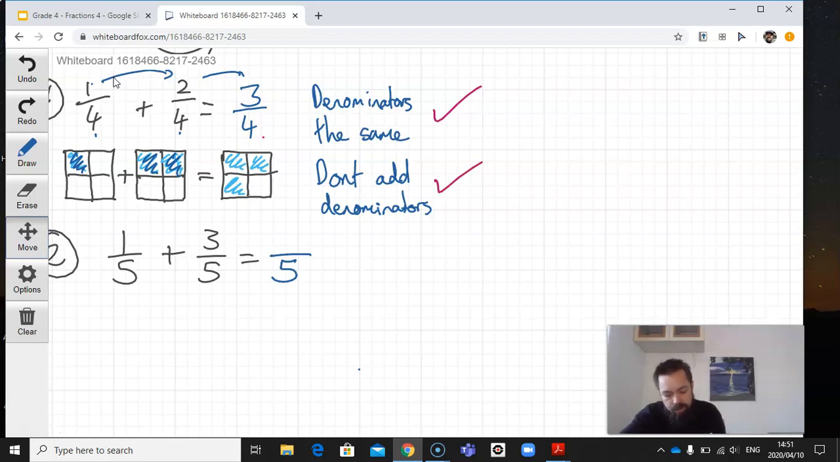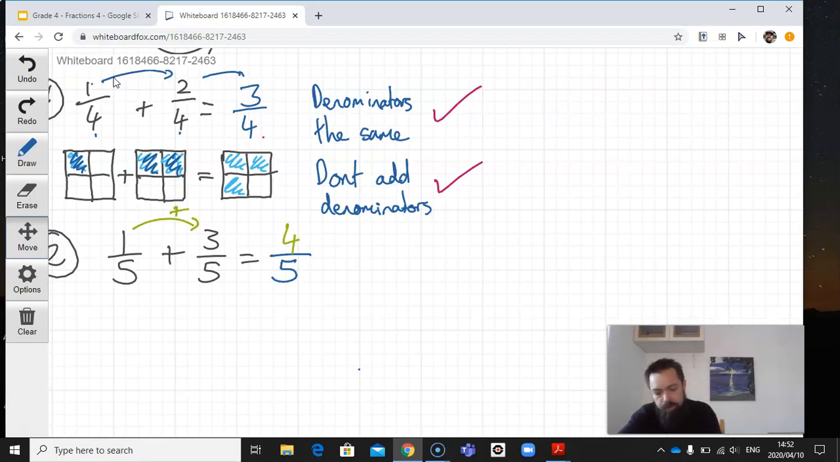Now we're going to add our numerators. 1 plus 3 gives us 4. There's our answer. Straightforward, quite nice and simple. There we go. Number 3, I'd like you to try on your own.